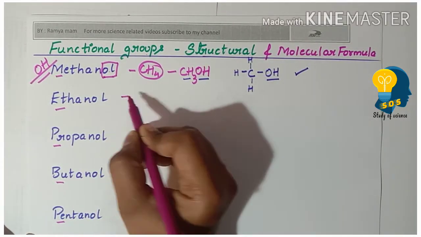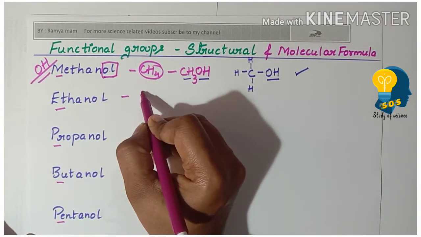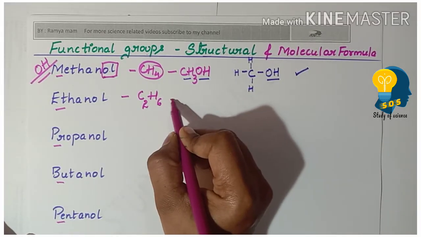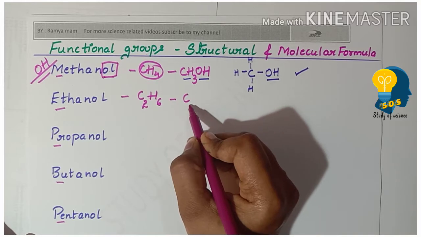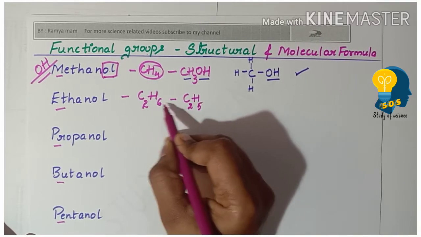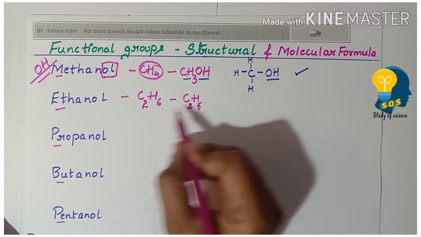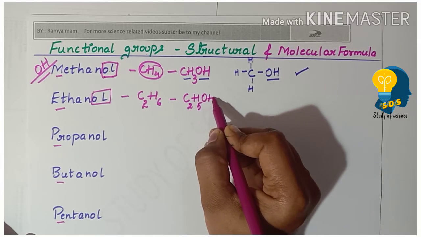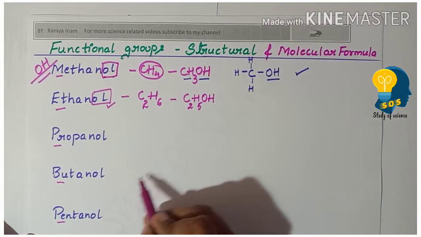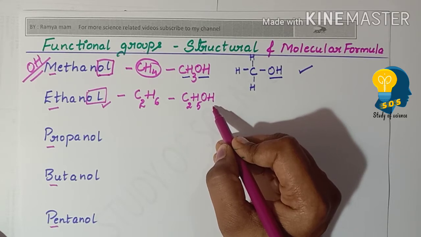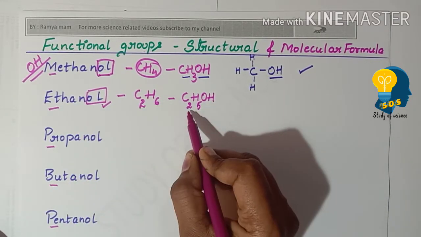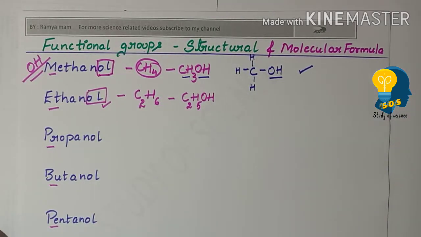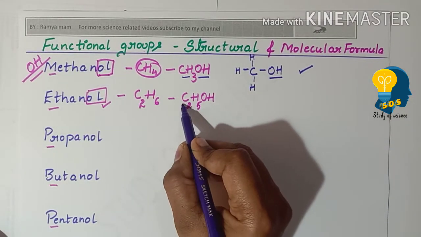What is the molecular formula for ethane? The molecular formula for ethane is C2H6. Correct? From ethane, now we are going to remove 1 hydrogen. So it becomes C2H5. So ethane became ethyl now. For this ethyl, we are going to add the functional group. What is the functional group? OL, that is OH. In the name it is OL, but in the molecular formula it is OH. So the molecular formula for ethanol is C2H5OH.